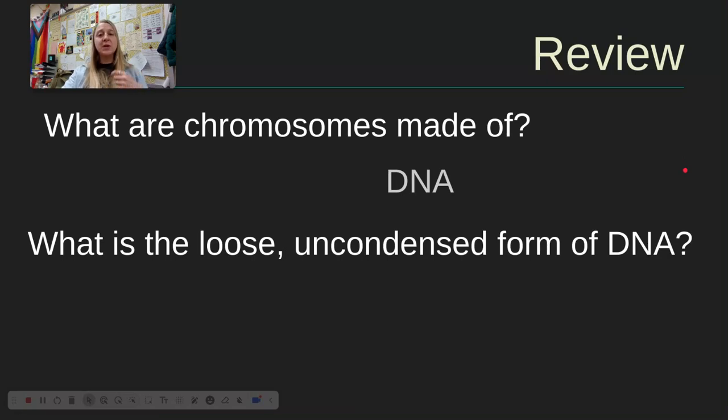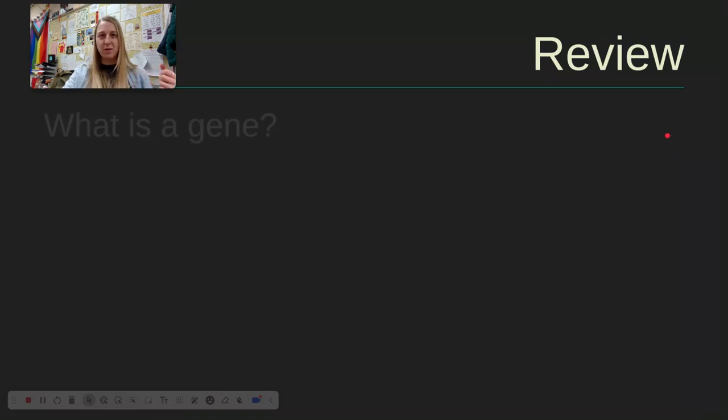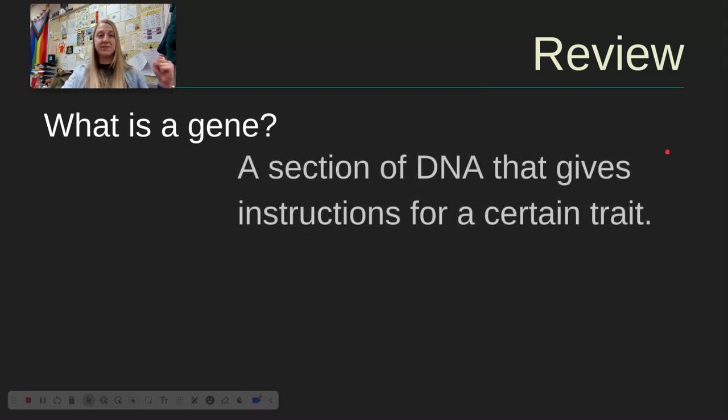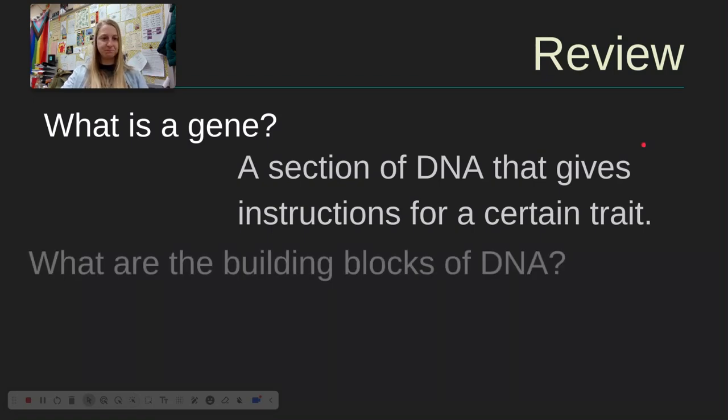What is the loose, uncondensed form of DNA called? Close. You pronounced it wrong, but chromatin. I'm just making this up. You know that, right? What is a gene? That was written down on your notes. A gene is a section of DNA. It gives instructions for a trait. Section of DNA gives instructions for a trait. Those are important pieces to that definition.